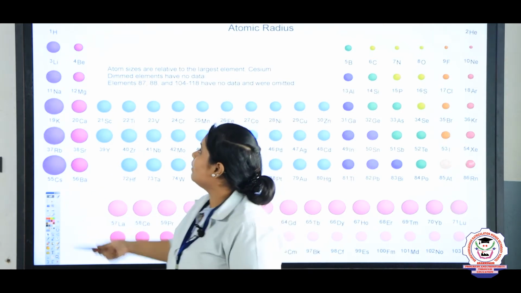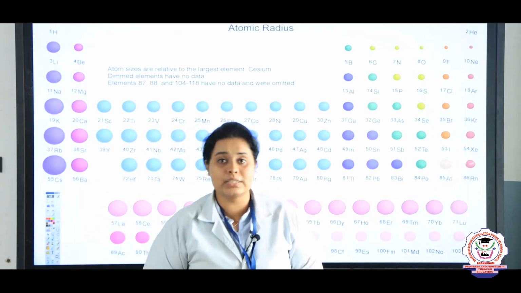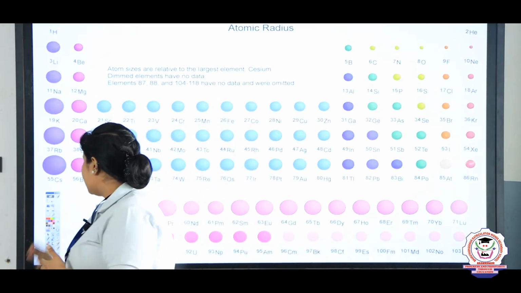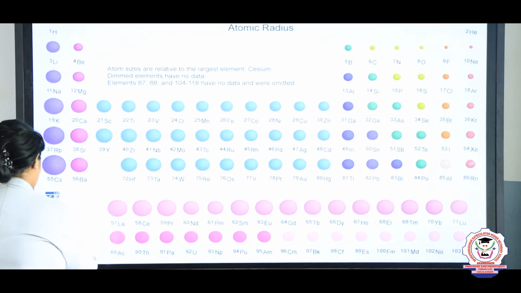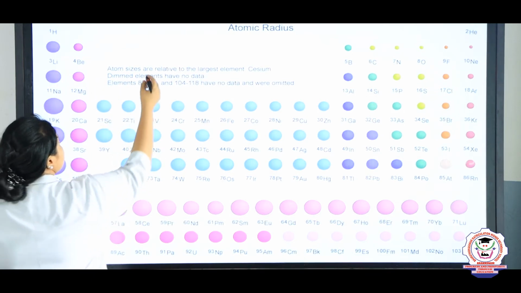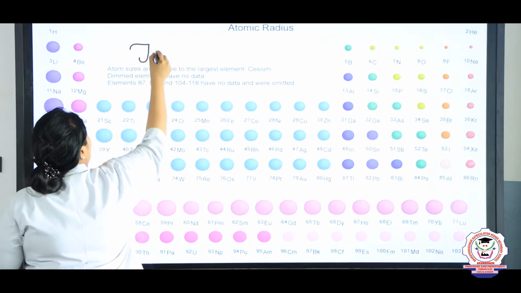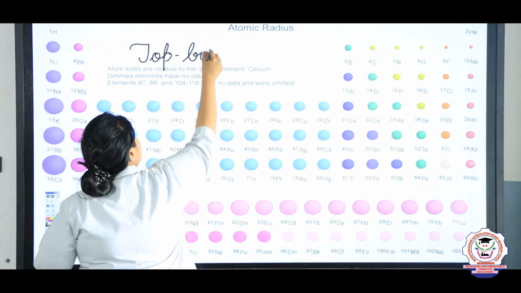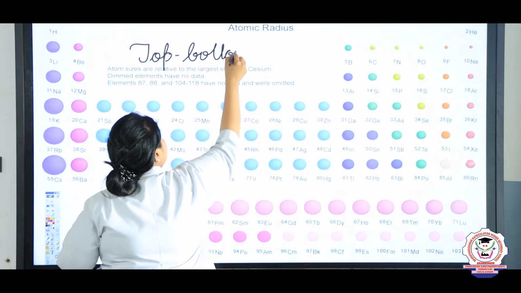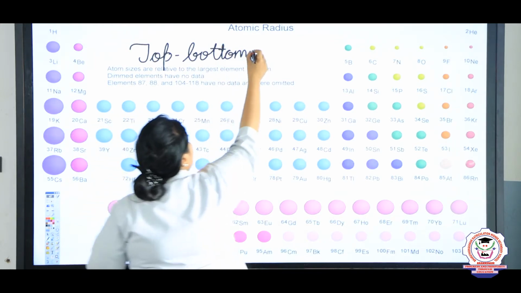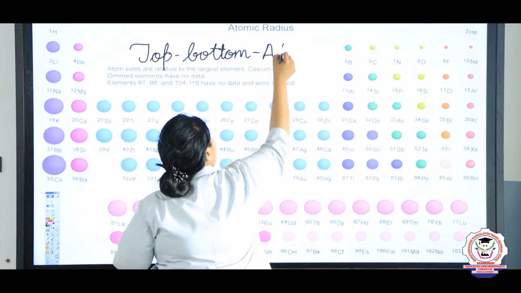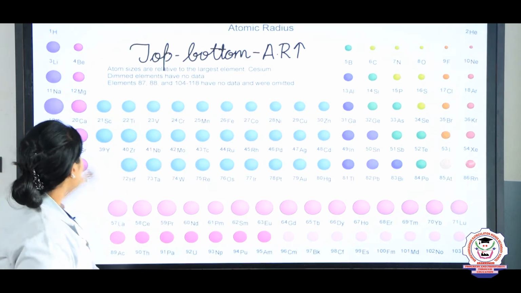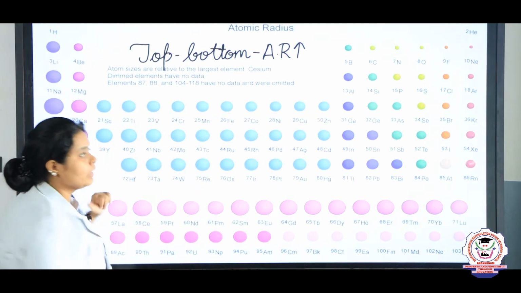So we can say that from top to bottom in a periodic table, the atomic radius increases. What happens? The atomic radius increases. You can write here: top to bottom, atomic radius increases. In the same way you can see here that from left to right, what happens?